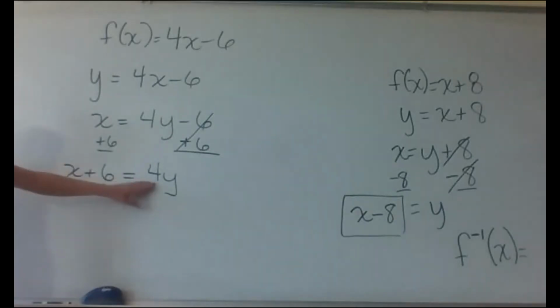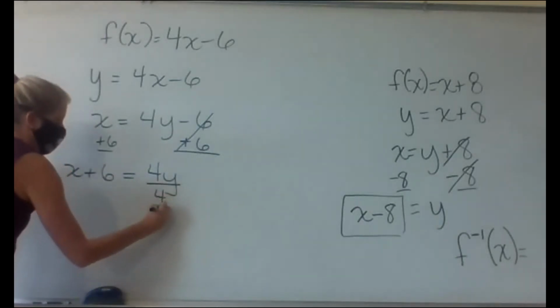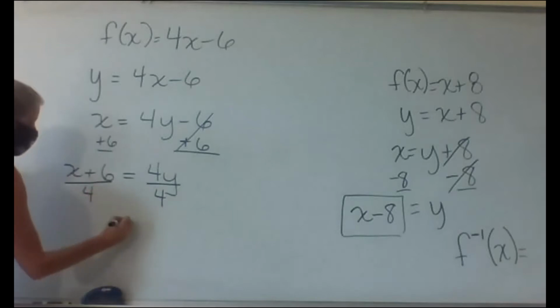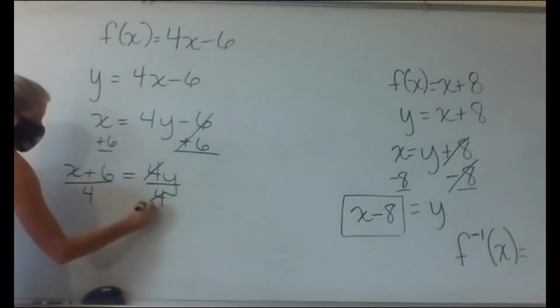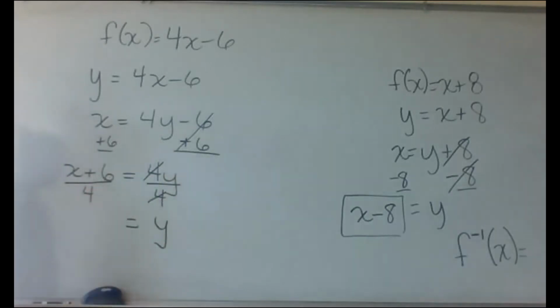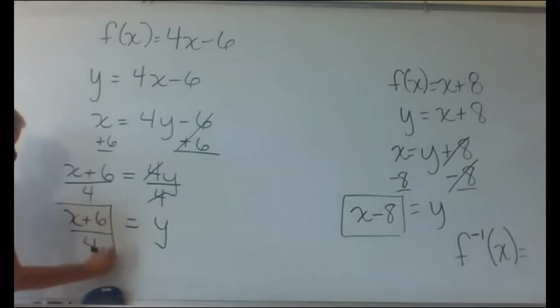What's the last step to get this y by itself? Divide by 4. So your 4's cancel. There's your y. That's your answer. You can just write that whole fraction in. x plus 6 over 4.